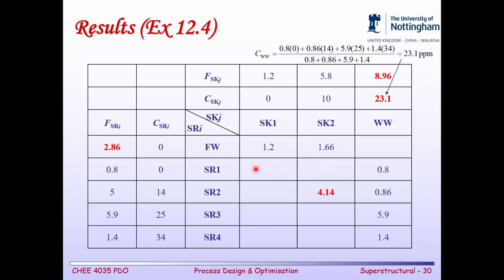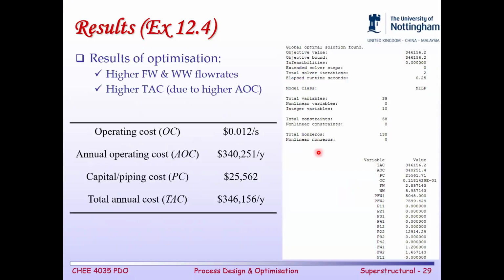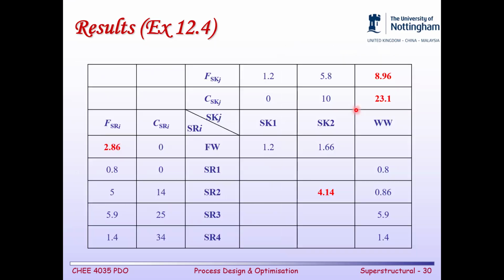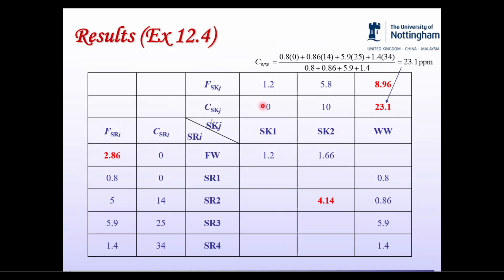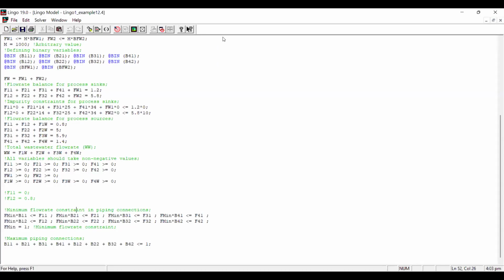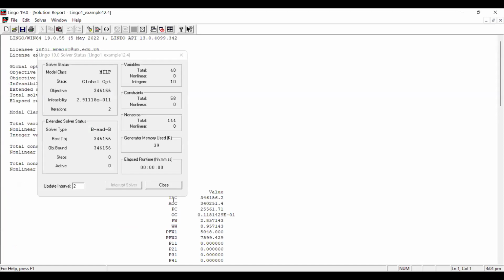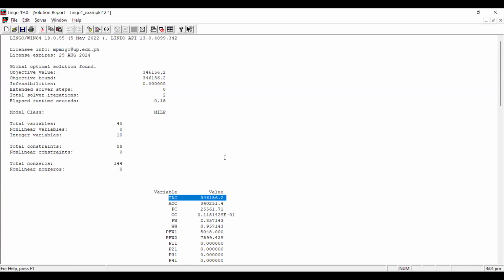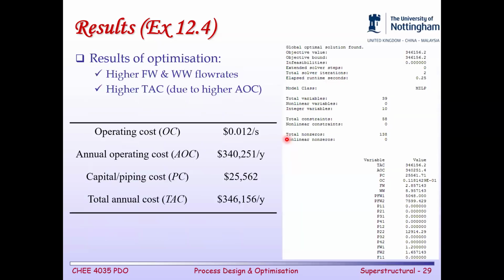Okay, so these are the results. I hope that you got the same results. Let me open my own version of the code, let me see if I get the same. Okay, so I'm showing the LINGO code for example 12.4. Let me run it. So the total annual cost is 346,000. I think yeah, it's the same answer as this one.